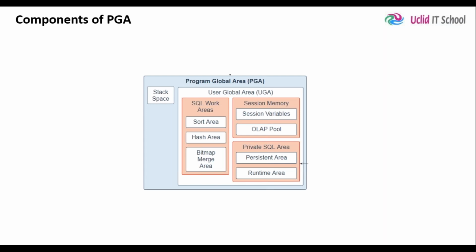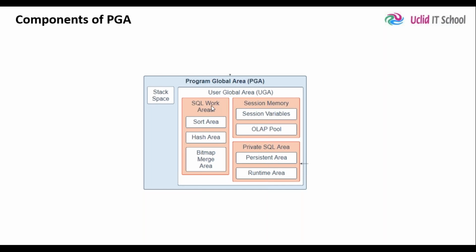Like SGA memory, PGA memory also has many components. So let us talk about these components. This picture shows you various components of the PGA memory: SQL work areas, session memory, and private SQL areas. So PGA memory contains three components: SQL work areas, session memory, private SQL areas.